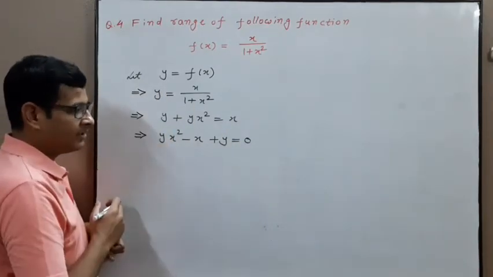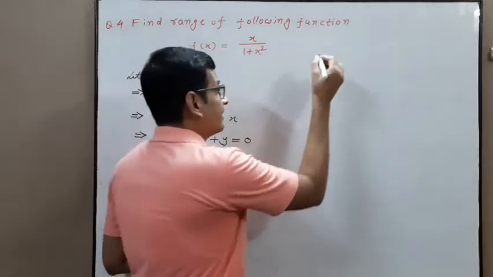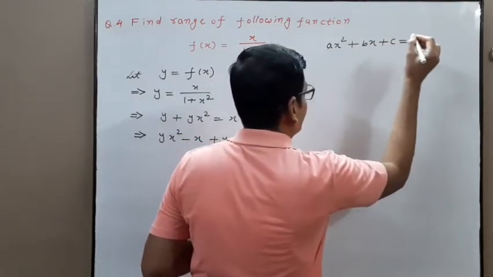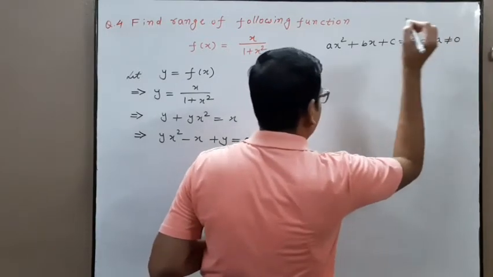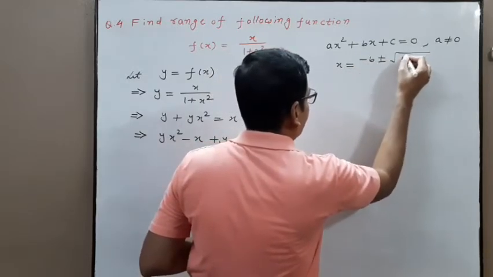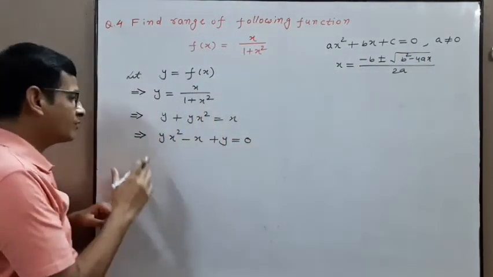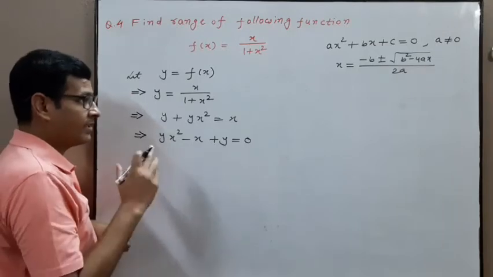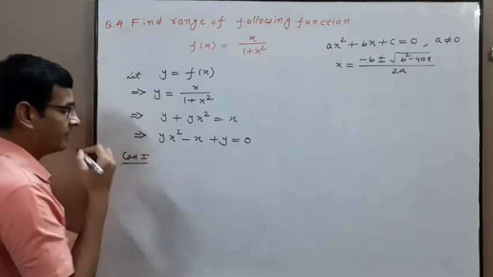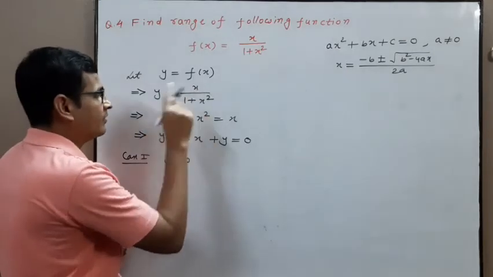When we apply the quadratic formula, when coefficient of x square is not equal to 0, you all know the quadratic equation ax square plus bx plus c equal to 0, where a is not equal to 0. Then we can apply the quadratic formula, x equal to minus b plus minus root of b square minus 4ac upon 2a. Means we have to take two cases. Case first, y not equal to 0. Case second, y equal to 0. So case first, y equal to 0. When y equal to 0, then the corresponding value of x is 0.